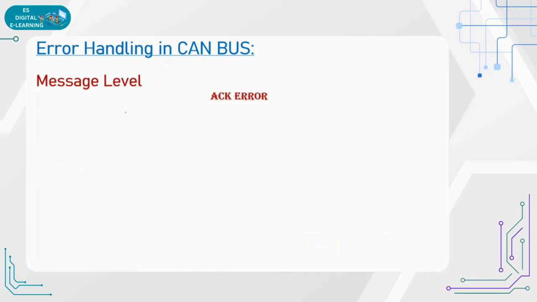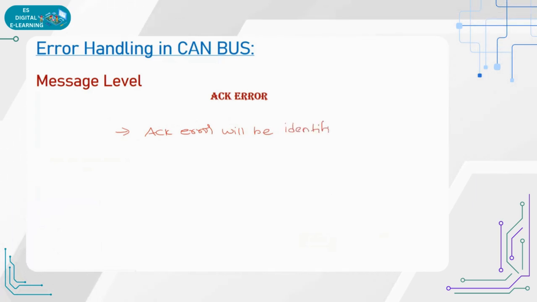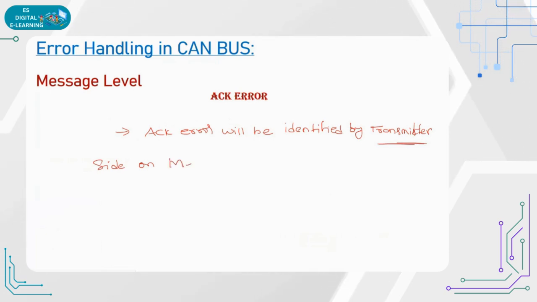So the acknowledgement error, ACK, I will write like acknowledgement error. It will be identified by the transmitter, identified by transmitter side on message level.